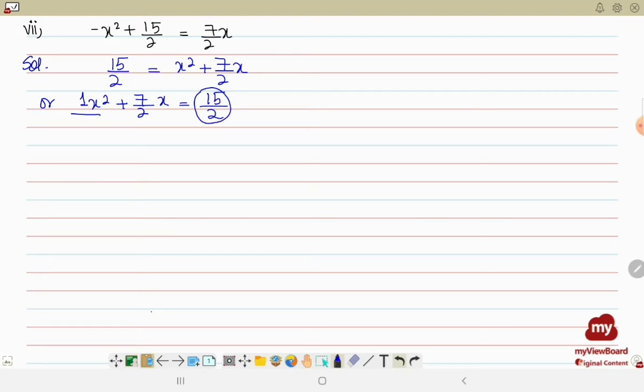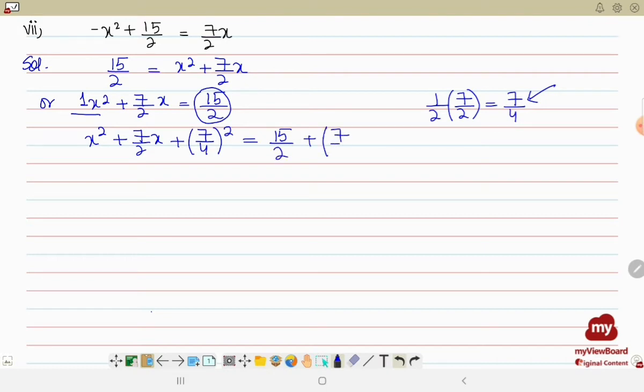Now we'll move further to the other steps, which was to multiply the coefficient of x by 1 by 2 and then add up the square of it on both sides. So we have to add up the square of 7 by 4 on both sides. So it will become x square plus 7 by 2 x plus 7 by 4 whole square, and on the right hand side also we'll add up the square of 7 by 4. So we have added up the square.